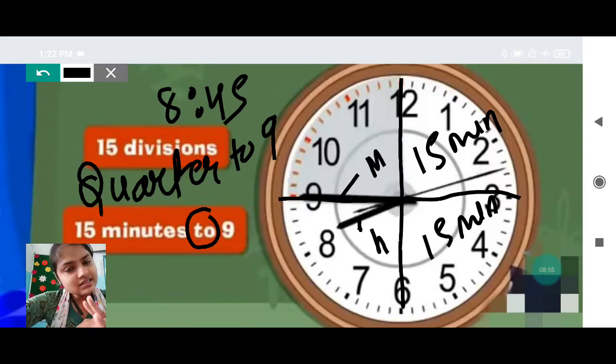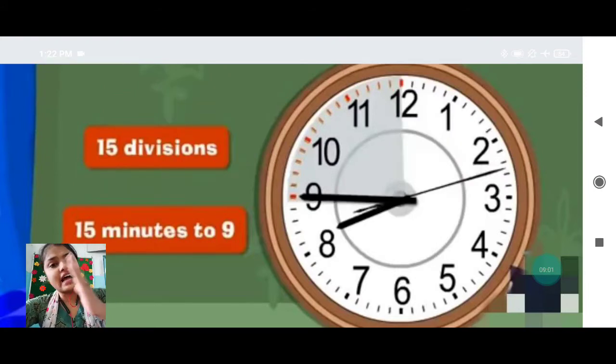A quarter past 9 means 15 minutes have passed after 9. So 'to' is used when the time is left to be, and 'past' is used when the time has already passed.